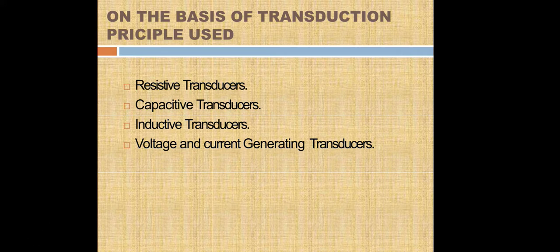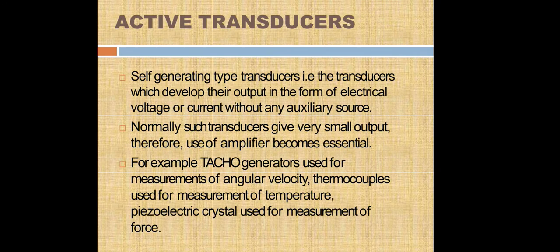Resistive transducers, capacitive transducers, inductive transducers, voltage and current generating transducers. Active transducers: self-generating type transducers are transducers which develop their output in the form of electrical voltage or current without any auxiliary source. Normally, such transducers give very small output, therefore the use of an amplifier becomes essential. For example, a tachogenerator used for measurement of angular velocity, thermocouples used for measurement of temperature, and piezoelectric crystal used for measurement of force.